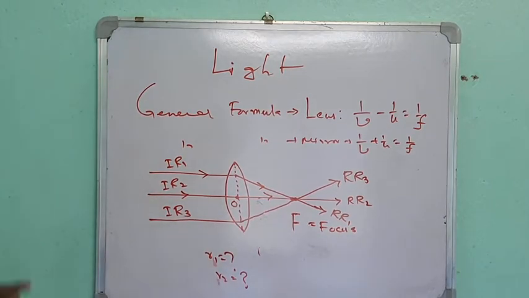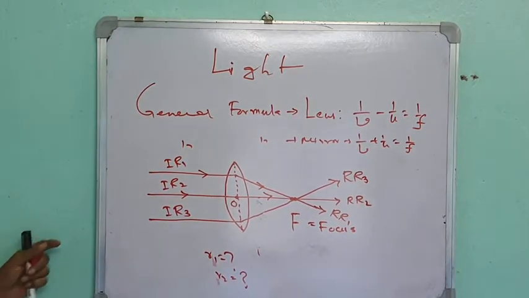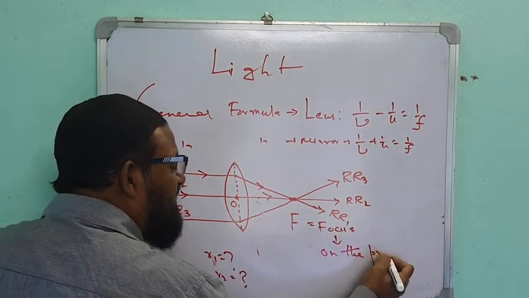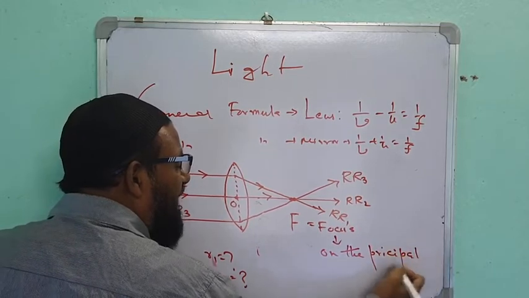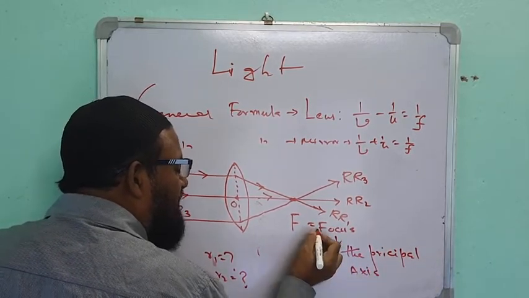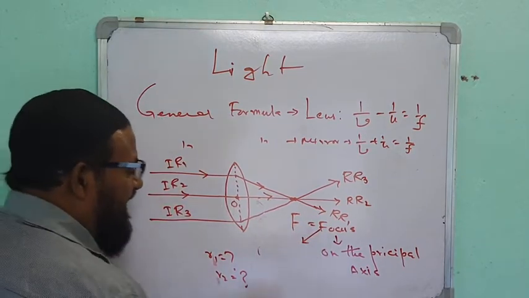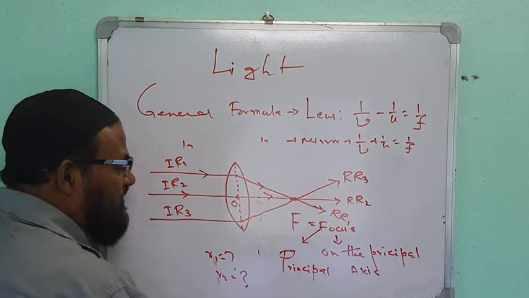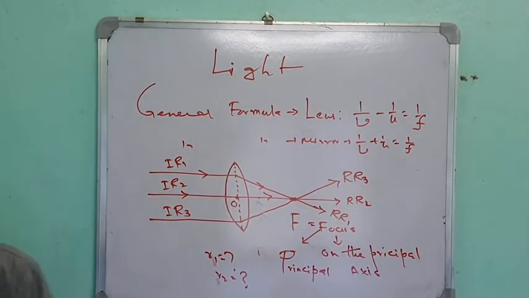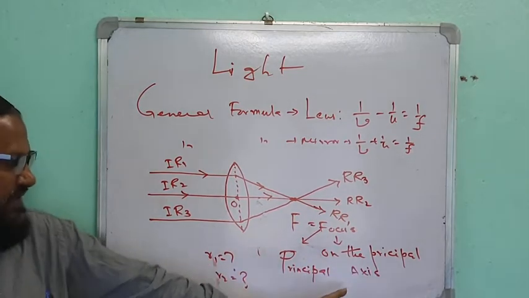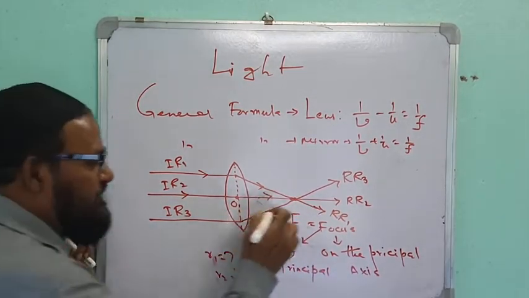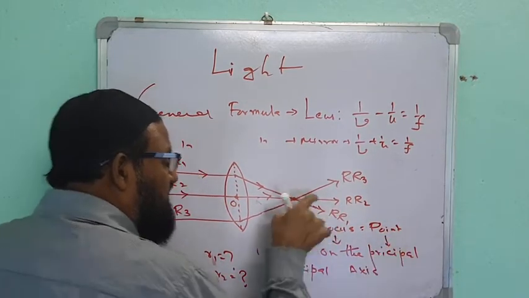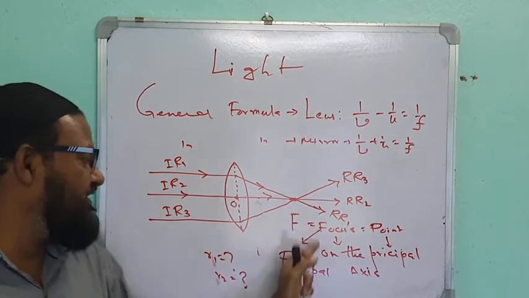Since this focus is on the principal axis, therefore, this focus is known as principal focus. Okay? Principal focus. Why the name principal? Because this point is on the principal axis, therefore it is known as principal focus.